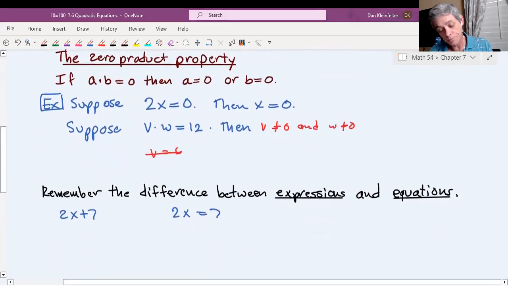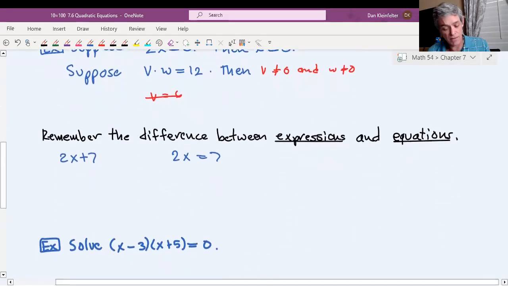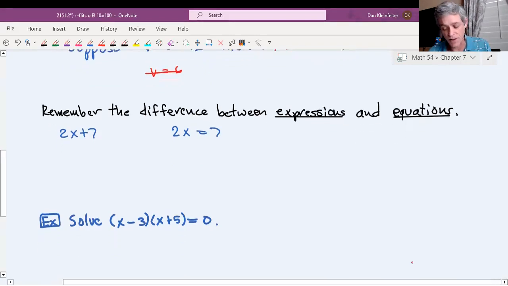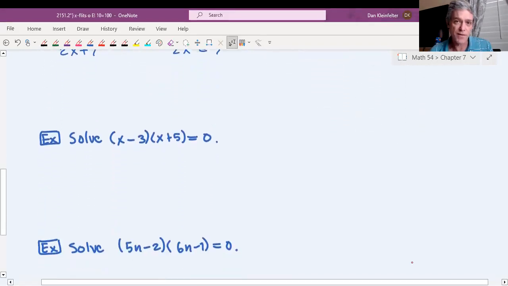All right, so we talked about this already, the difference between an equation and an expression. Remember that an expression doesn't have an equal sign and an equation does. An expression is not true or false. An equation is going to be true or false depending on the value of the variable. Okay, enough of all this.